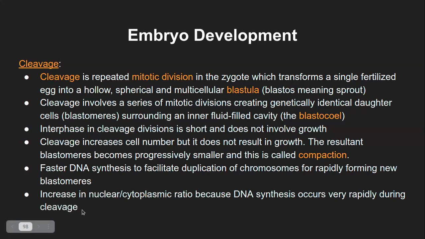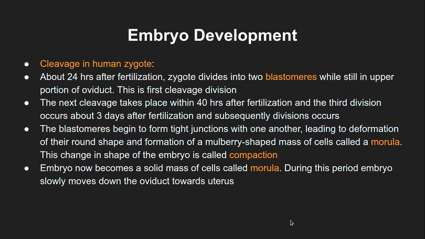This is because DNA synthesis occurs very rapidly during cleavage. Now imagine the DNA is within the nucleus, so obviously the nuclear size will be bigger and the cytoplasmic size will be relatively constant. So if this is increasing, the ratio will also increase. So that is the statement: increase in nuclear to cytoplasmic ratio because DNA synthesis occurs very rapidly during cleavage. The overall area occupied by the nucleus in all the cells will be higher compared to the cytoplasmic area.